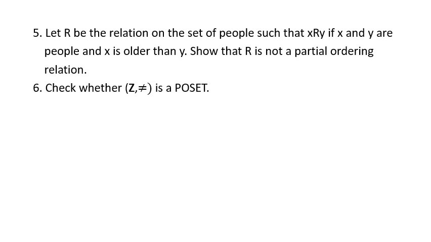Then the sixth one: check whether Z with the relation not equal to is a poset. Z is the set of integers. So take numbers like 1 and 2, that means 1 not equal to 2, then 2 not equal to 1, 3 not equal to -1, -1 not equal to 3, like that. So you have to check whether it is reflexive, antisymmetric and transitive. Okay, so for the fifth question also we need to show that R is not a partial ordering relation. That means you have to check with reflexive, antisymmetric and transitive.